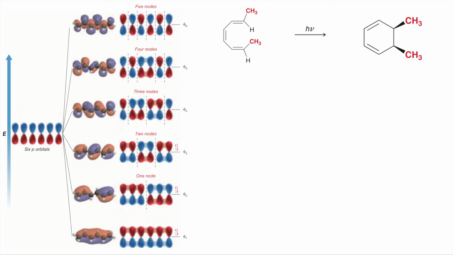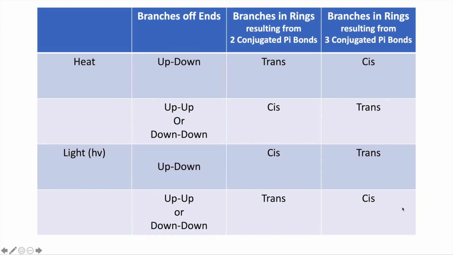So if you have a 3-conjugated pi system that you're irradiating with light in order to make the electron jump up into a new highest occupied molecular orbital, and the two branches coming off of the end of that system are going in the same direction, then the bonds are going to rotate in such a way as to give you a cis product there. And that's just summarized in word form in this table.